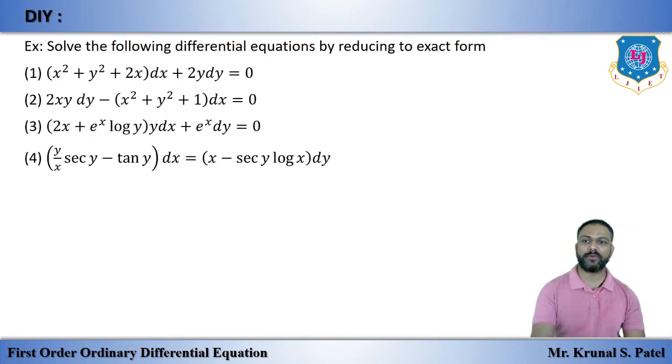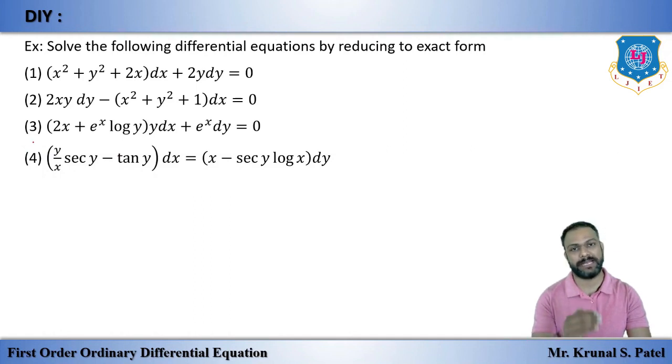These are your 4 examples, which are based on method number 3 and method number 4. Which example is of method number 3 and which is of method number 4, you will understand by solving the examples only. After finding del M by del y minus del N by del x, you have to just try and check that by dividing by M or by dividing by N, you will get a function of y only or x only. So this is the method. Please try to solve these examples. This will help you for the next lectures and in examinations.